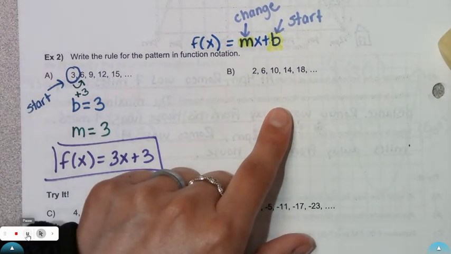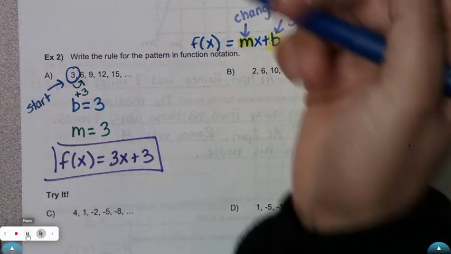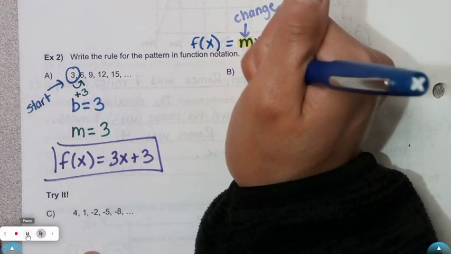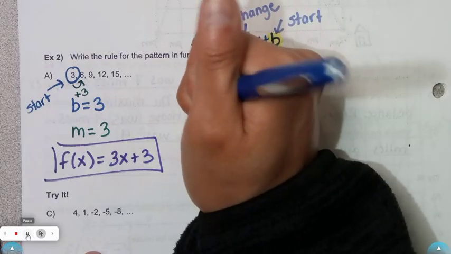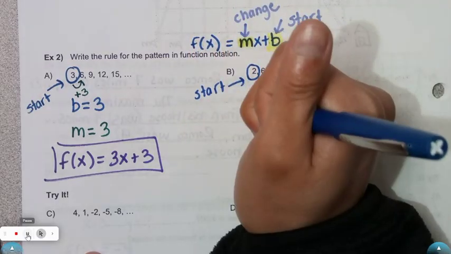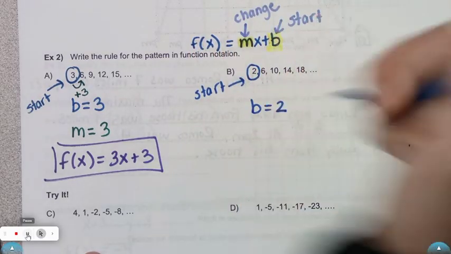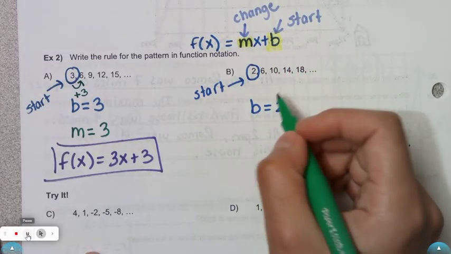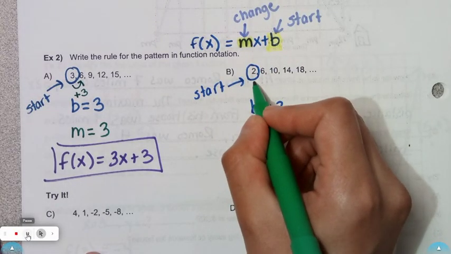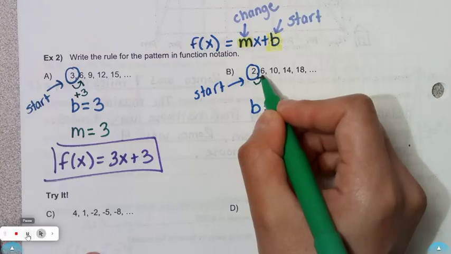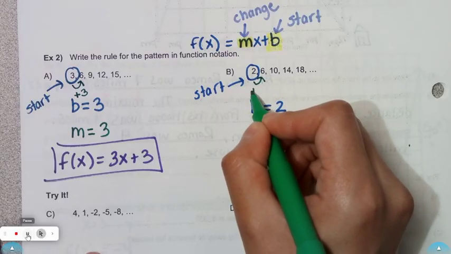Okay, let's try letter b. So identify your start. The first thing in my sequence is my start. That's my b, so b is 2. And then figure out what your change is. So to go from 2 to 6, I'm increasing, and I'm increasing by 4.